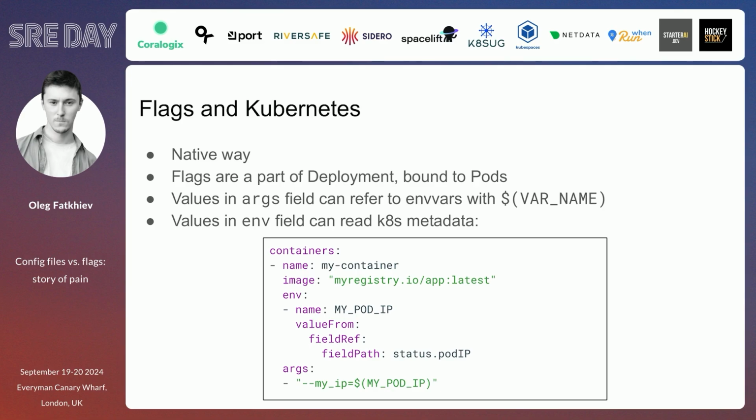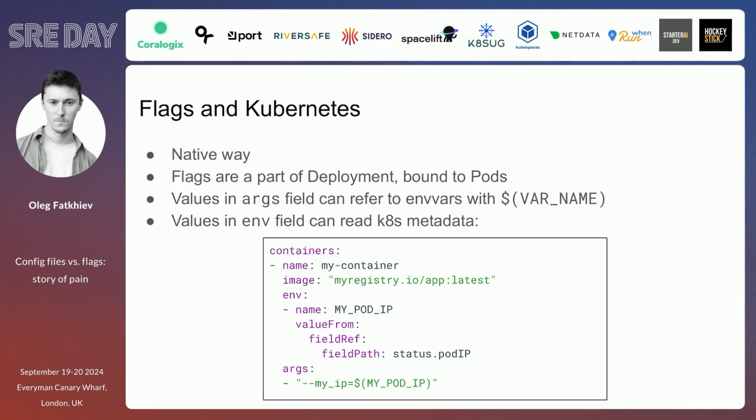One nice feature of flags in Kubernetes is that they can refer to envvars with this simple syntax, and envvars in their turn can refer to metadata of Kubernetes. So you can read the actual pod IPs, provide them into an envvar, and then the envvar can be provided to flags. I don't know why you cannot do this with flags directly, but again, very nice thing. And generating a config map on the fly that has this metadata inside of it is also very difficult, right?